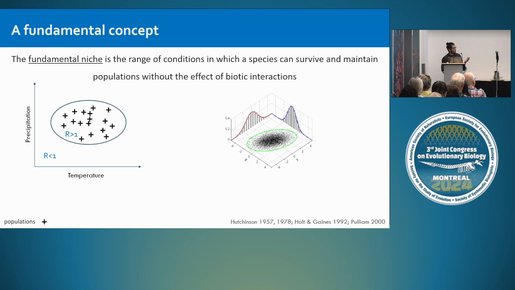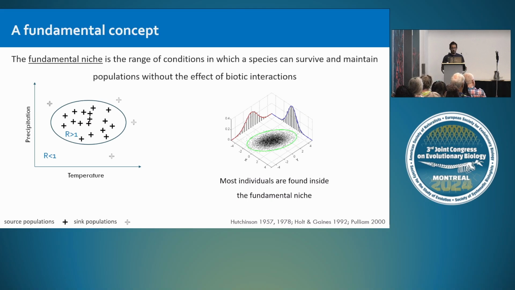And within the niche, the growth of populations is positive, R is positive, the intrinsic growth rate. And outside the niche it is negative. So if we see this from a population dynamics perspective, we can think in the environmental space as source populations being inside the fundamental niche and sink populations being outside the niche.